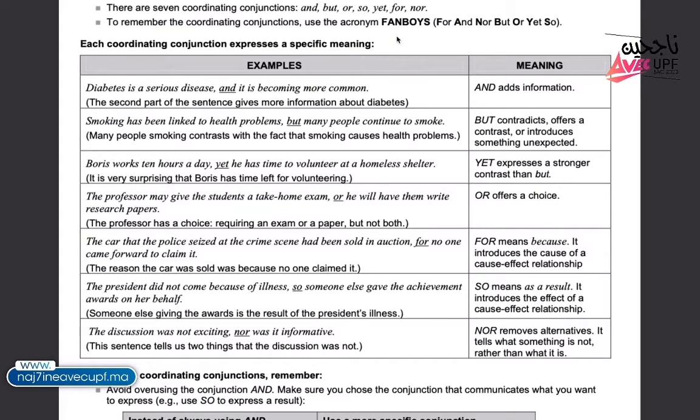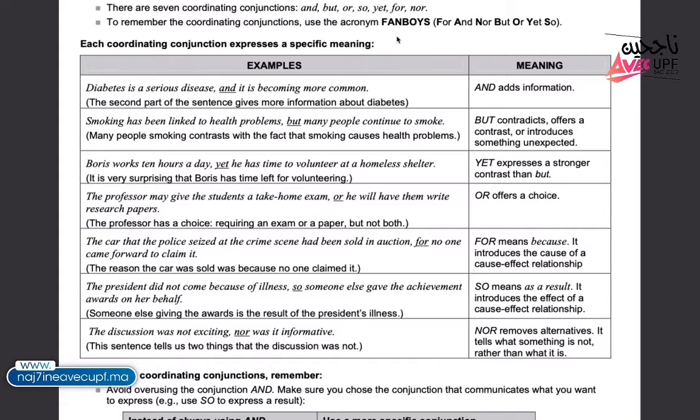Point 4. The professor may give a student a take home exam or he will, or means a choice, this or that. So or means another choice.